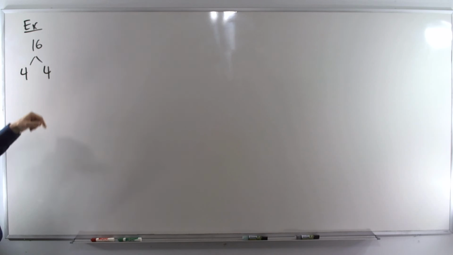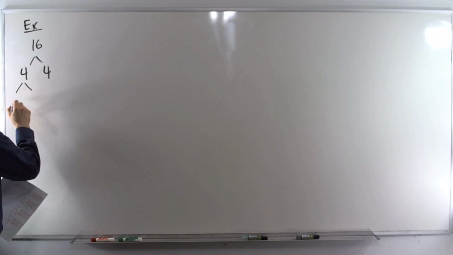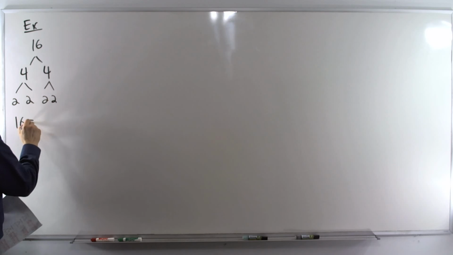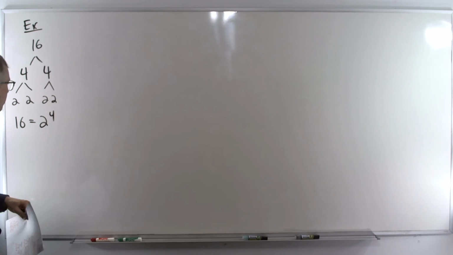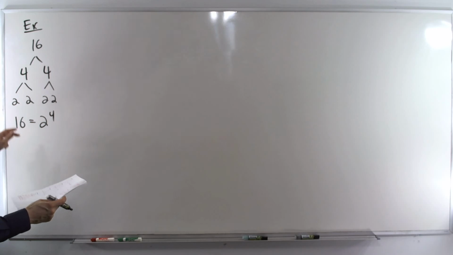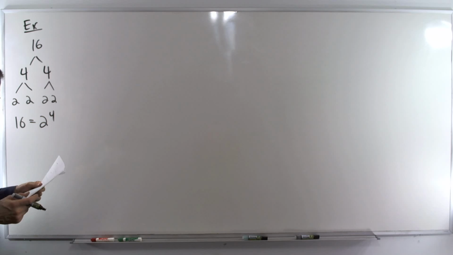of close to each other in value. So 16 can be broken up into 4 times 4, and then each of these can be broken up into 2 times 2 and 2 times 2. So 16 equals 2 to the 4th. Of course, you can do it any way you want. It doesn't matter to me, but this is kind of a little more compact way of doing these.